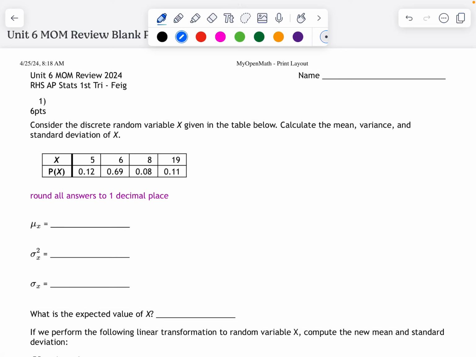Hey, Unit 6, Mom. Here we go. There's only three questions, but the second one's pretty lengthy. Let's rock. This first question is a discrete random variable.